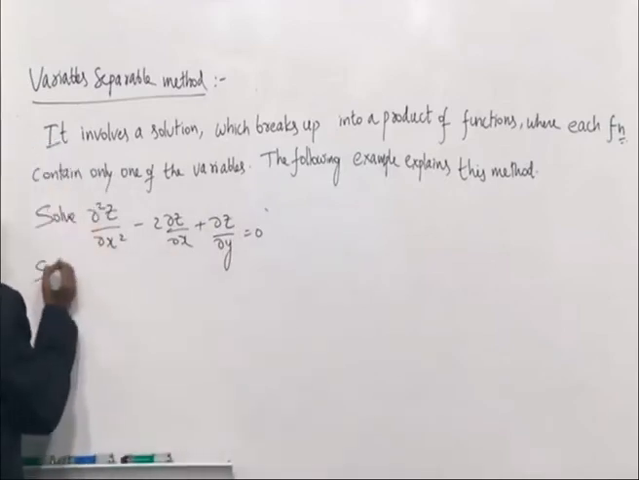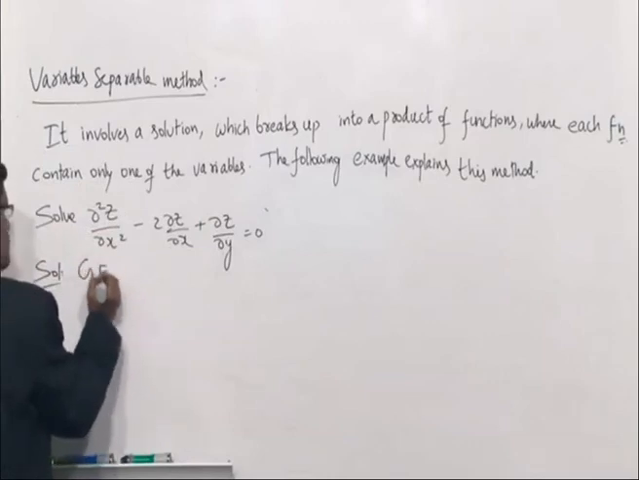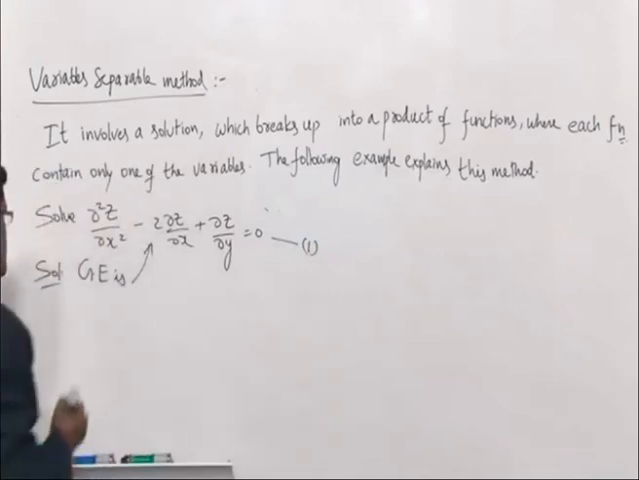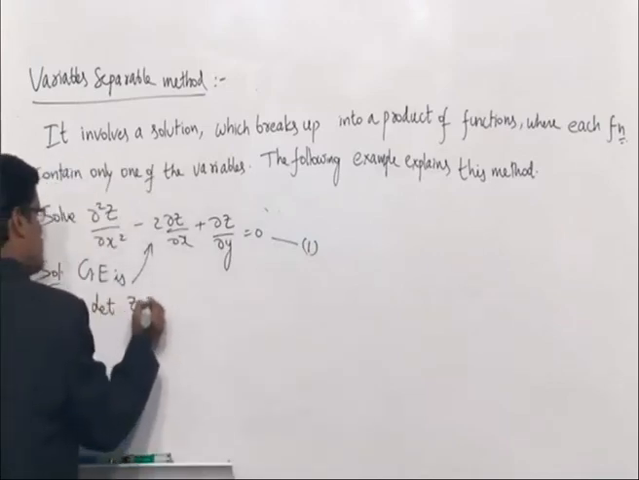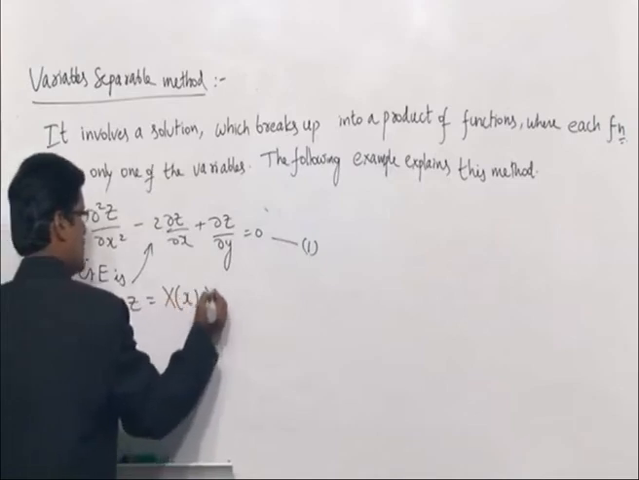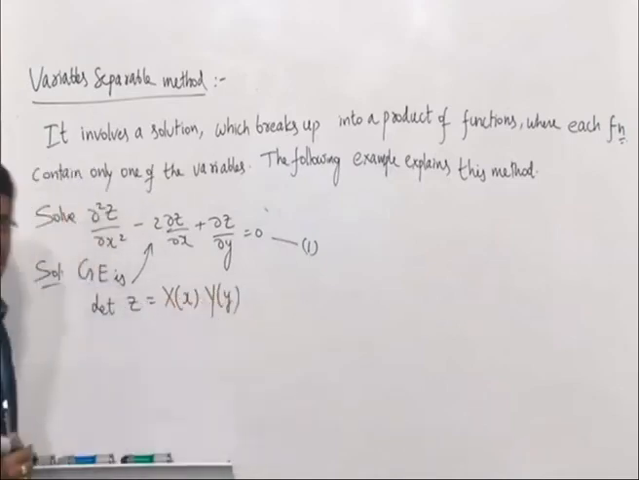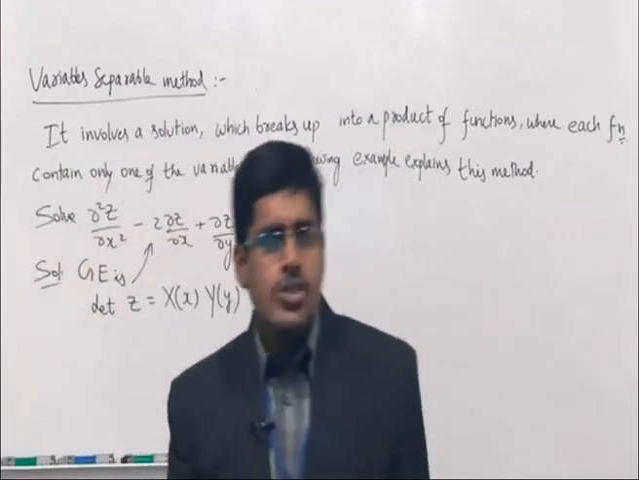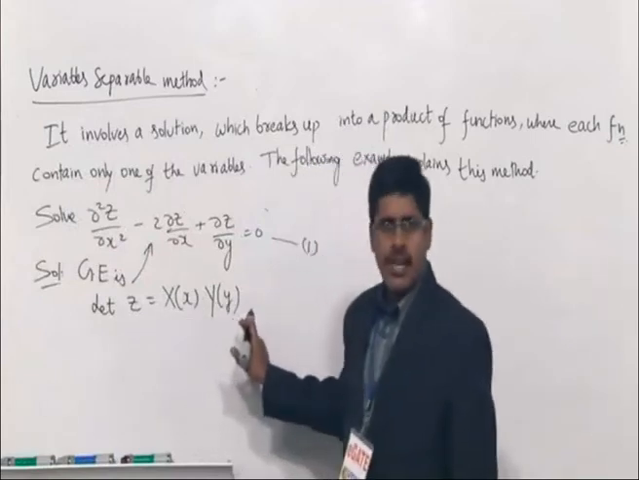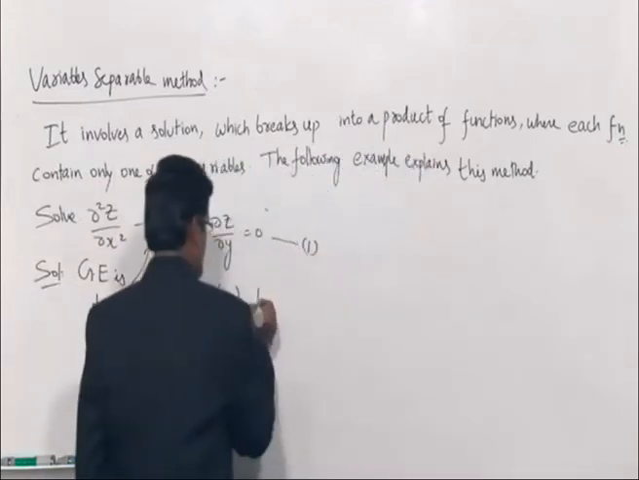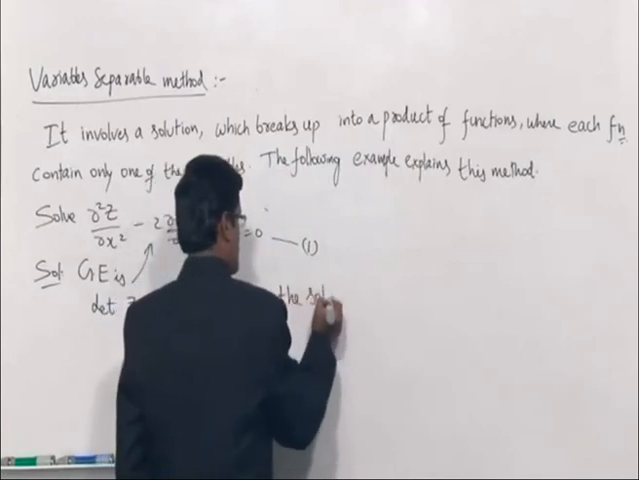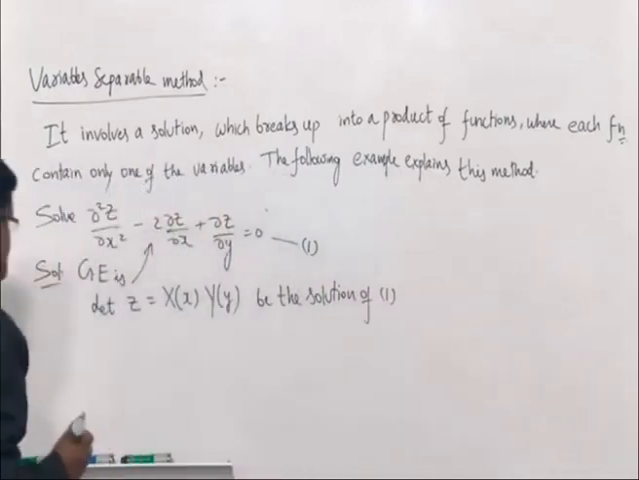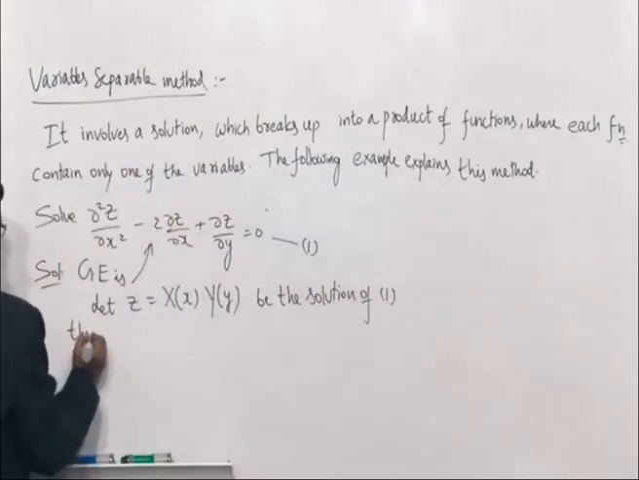So first of all, given PDE, equation 1. You start with the solution z is equal to a product of functions. Here the independent variables are x and y. The x function I have denoted by capital X of x and the y function I have denoted by capital Y of y. So a product of x terms alone and y terms alone, be the solution of 1.